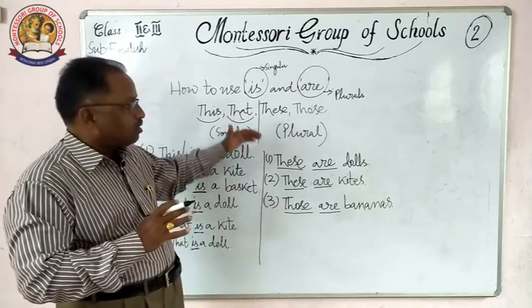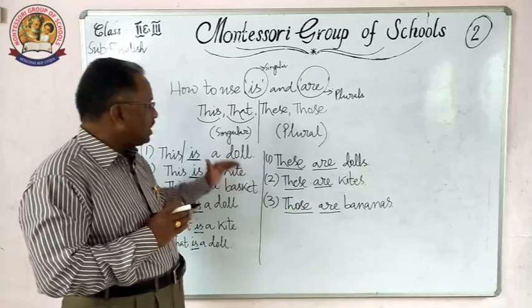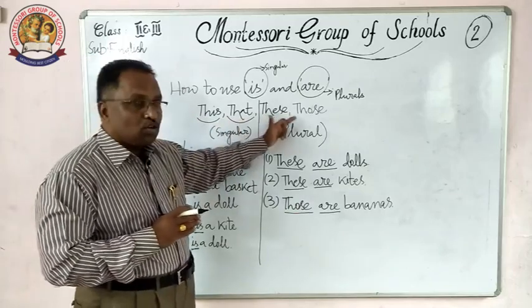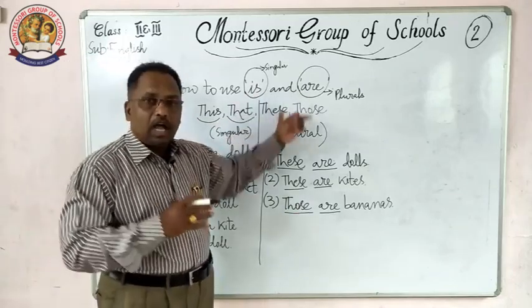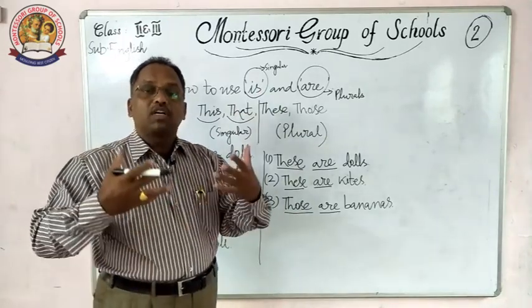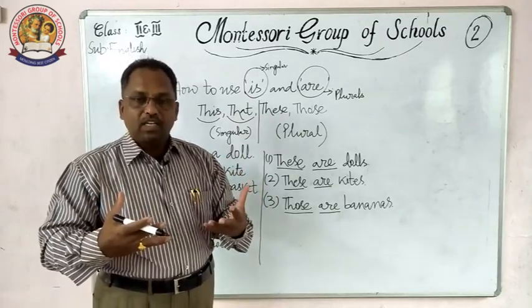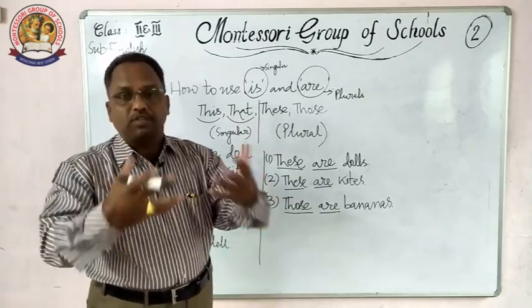So please make some more sentences. Write some more sentences using this, that, these, those, is and are. As many sentences as you write, you will have more and more fluency. You will have more and more confidence. You will have more and more sentences with you.